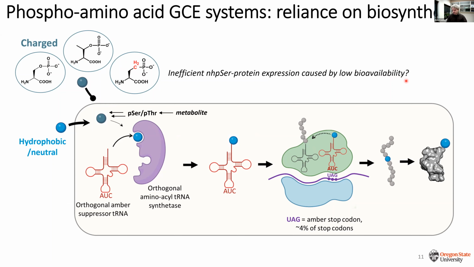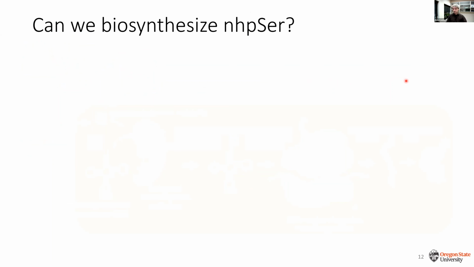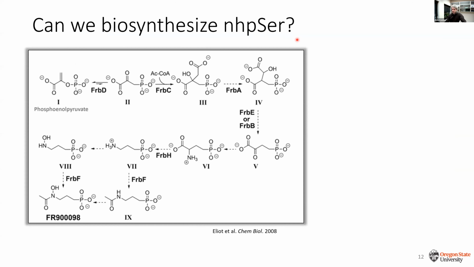Well, we asked a very simple question, basically the same thing. Can we find a way to actually biosynthesize non-hydrolyzable phosphoserine? And so we went digging into the literature, and we found a paper from 2008 from the Zhao lab at the University of Illinois. And what they did is they were looking at a biosynthetic pathway from a Streptomyces bacteria that would convert phosphoenolpyruvate into this anti-malarial compound shown here through this 8-step biosynthetic pathway.